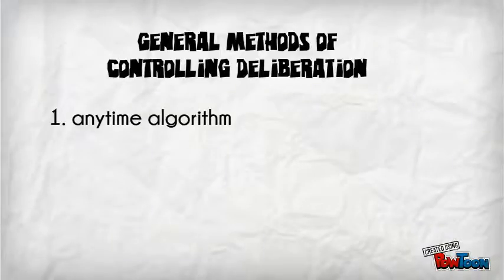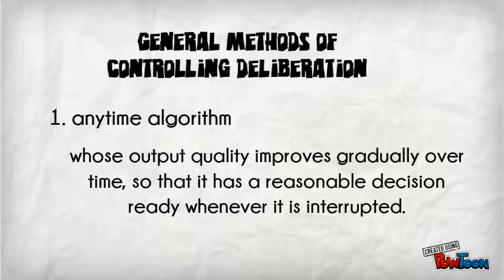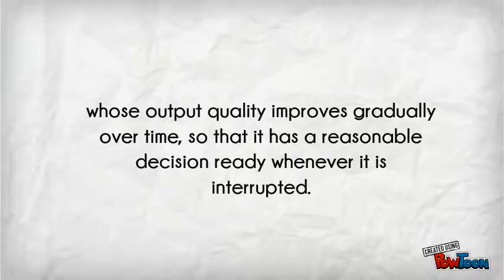General methods of controlling deliberation. 1. Anytime algorithm. An anytime algorithm is an algorithm whose output quality improves gradually over time, so that it has a reasonable decision ready whenever it is interrupted. Examples of anytime algorithms include iterative deepening in game tree search and MCMC in Bayesian networks.